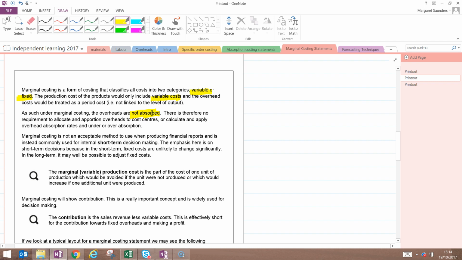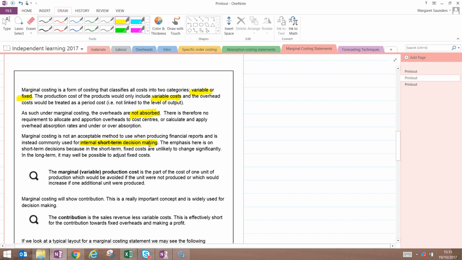Marginal costing is generally used for internal short-term decision making. By short-term, we mean within a 12-month period. As such, marginal costing statements cannot be used for producing financial reports.